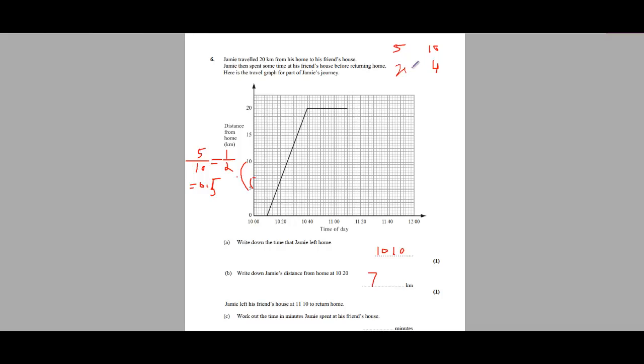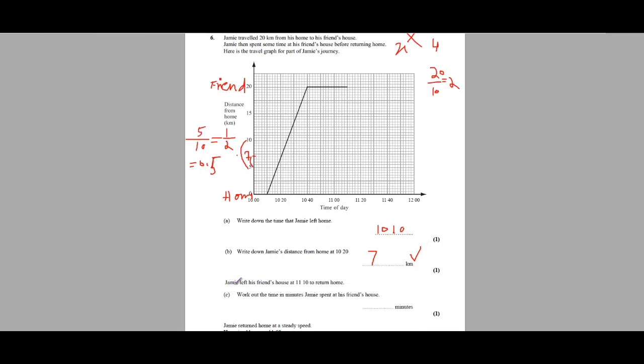X. Do cross multiply. So it is 20/10, which is 2. So it means that the distance from here to here is 2 kilometers. So 5 plus 2 is 7. So this is 7 kilometers. So I wrote 7 here.